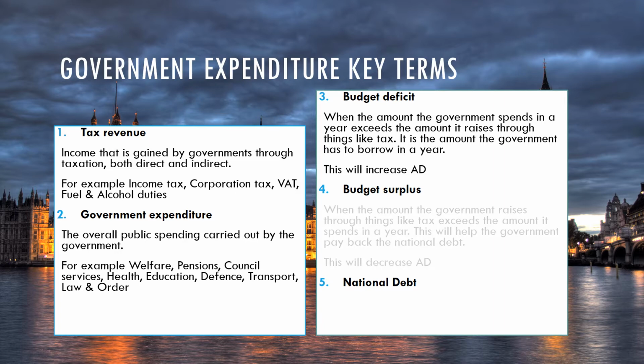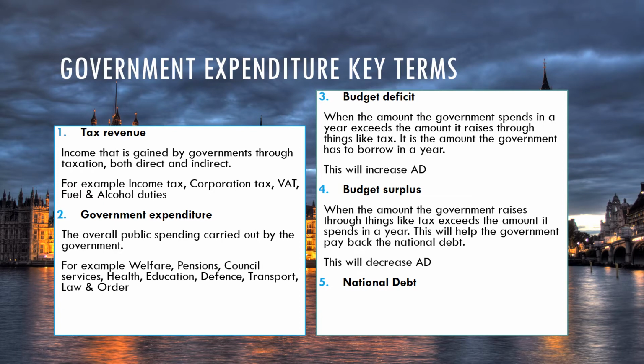Budget surplus is the flip side, and that is when the government tax revenues exceeds the amount it spends in a year. And this would help pay back any debt that the government might have. Here, the withdrawal will be greater than the injection, so this will decrease AD.